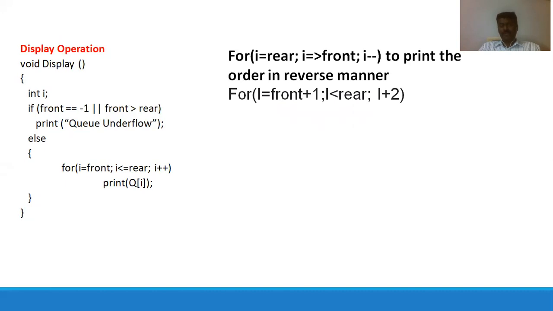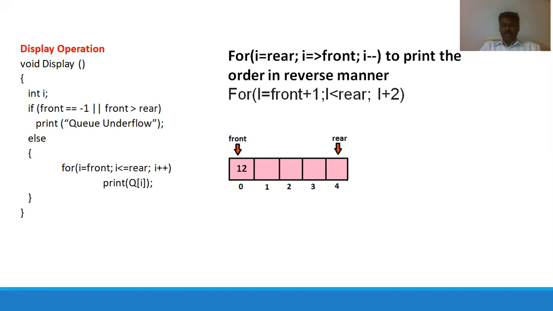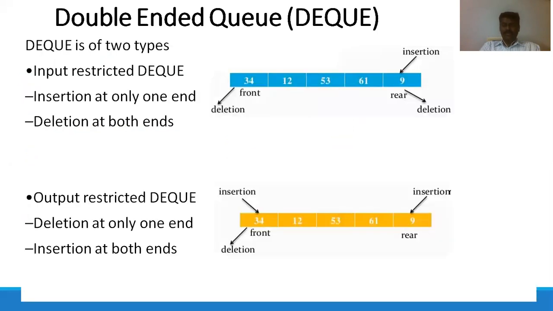Okay, otherwise move to the next one: front i equal to front, increment by 1, front position by position, and display the data one by one, all the positions in the queue. This is the simple example. Front position equal to 0, then rear position 4, that's inserted, and it displays one by one.